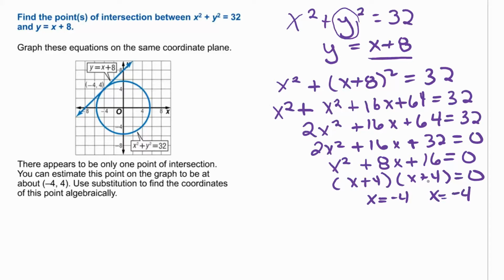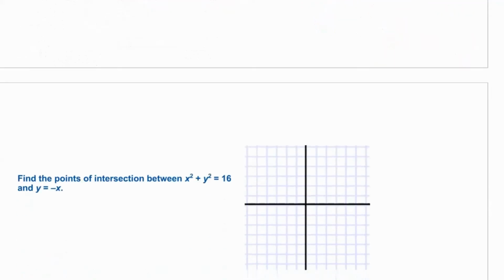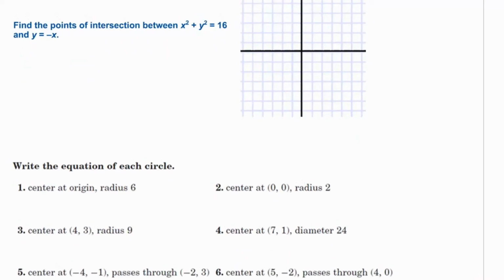So if x equals negative 4, y equals x plus 8, so negative 4 plus 8. So y would equal 4, and that would be our intersection point, negative 4, 4. On the next problem, we'll need to change one of the numbers. We will need to change 16 to 8.